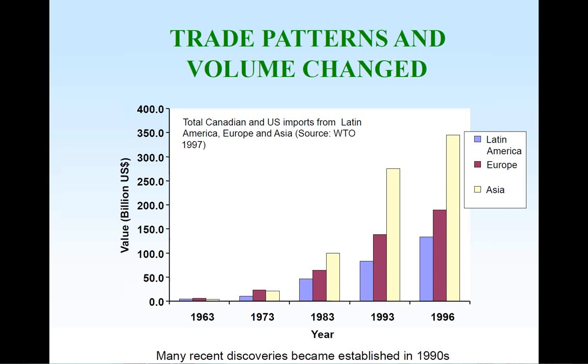So things like emerald ash borer, Asian longhorn beetle, we trace those back to introductions in the 90s. And what we see here is that significant increase in trade with Asia in particular, the yellow bar in the bar graph, showing that very great increase in trade. So a lot of our species are coming from there.